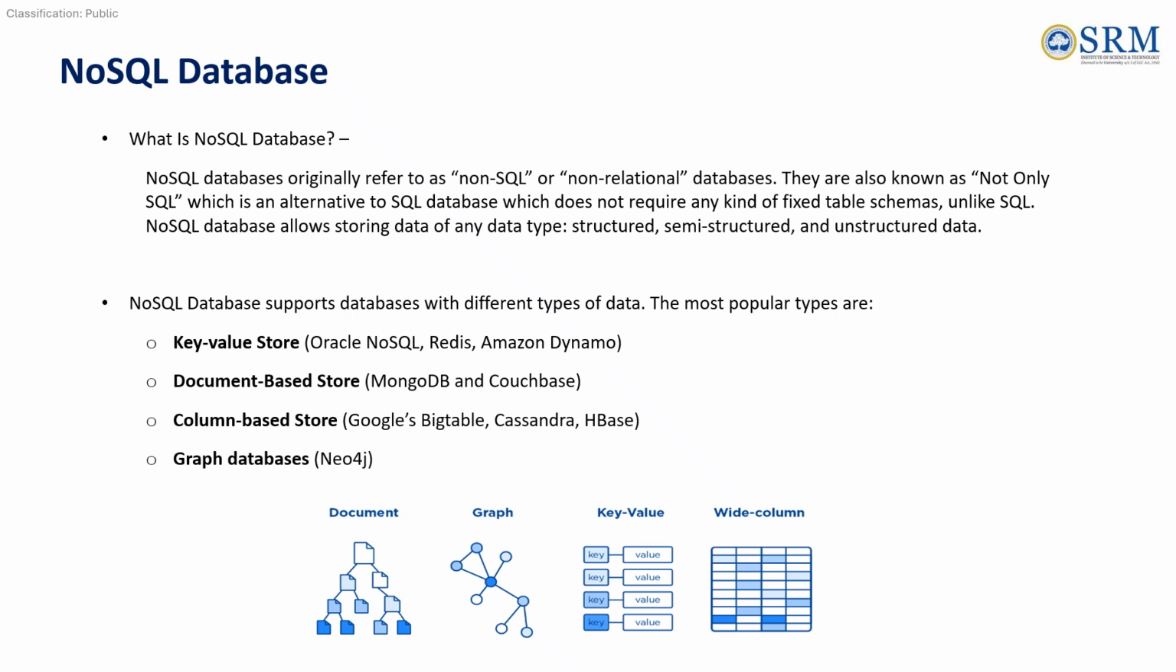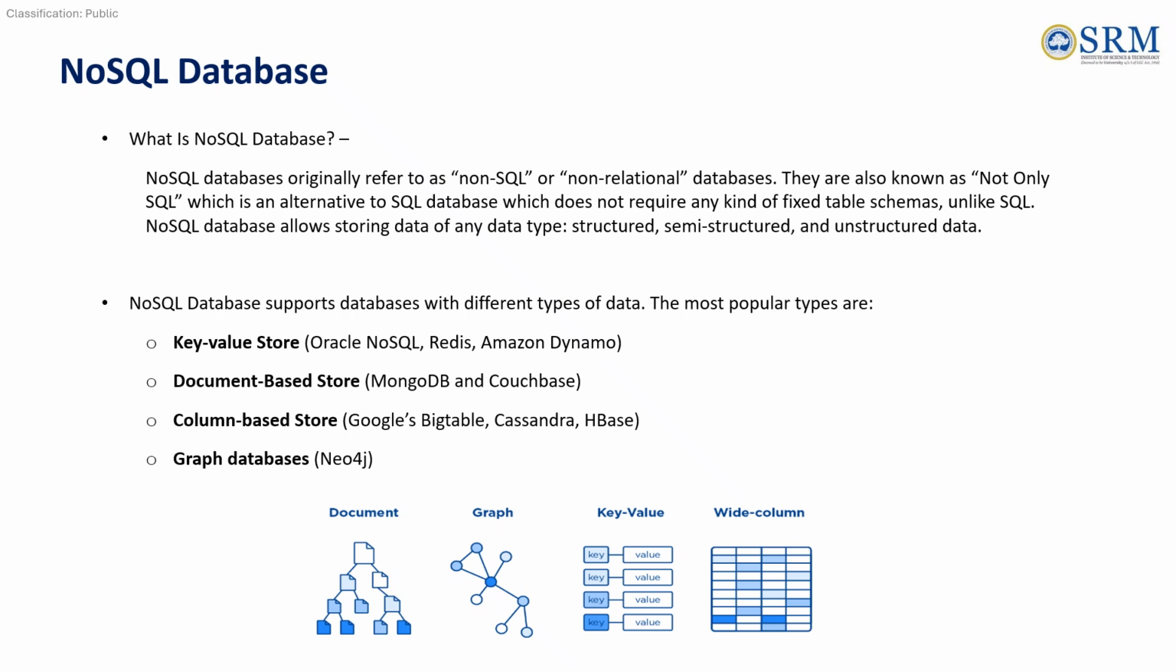NoSQL databases support different storage models based on application requirements. The first type is the key value store. In this model, the data is stored as a pair of keys and corresponding values similar to a dictionary. Examples include Oracle NoSQL database, Redis, and Amazon DynamoDB. The second type is the document-based store. Here, the data is stored in the form of documents, usually JSON-like structures. Examples are MongoDB and Couchbase. The third type is column-based store, where the data is organized into columns instead of rows. Examples include Google Bigtable, Apache Cassandra, and Apache HBase.